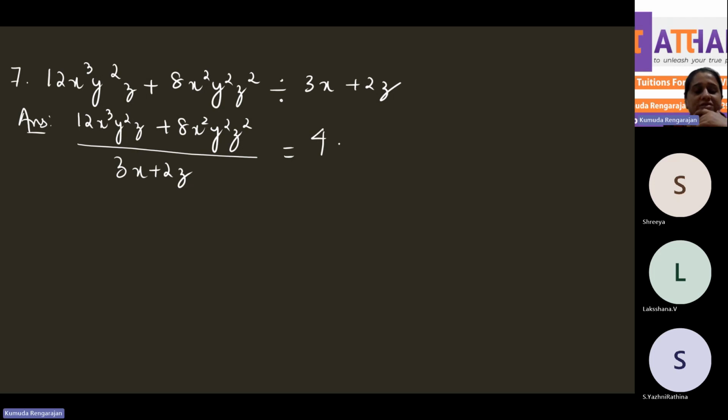4. x cubed and x squared. The least power is common. The least power will be the HCF. x squared. y squared and y squared. y squared. z and z squared. z. So in the bracket, we'll have 4 3s are 12. x squared into x is x cubed. That's it. y square z we already have.